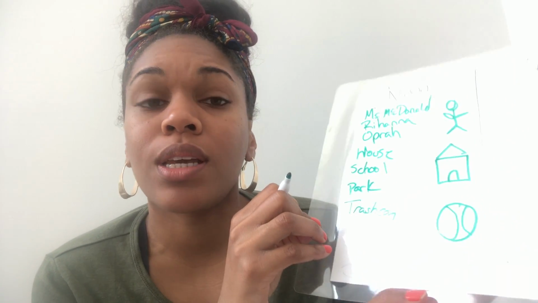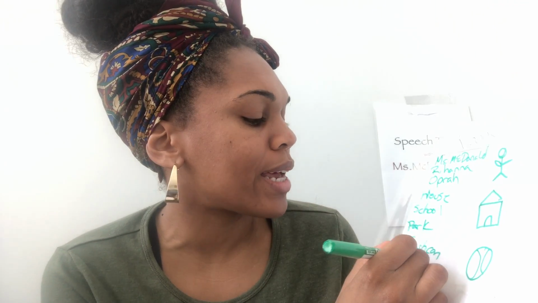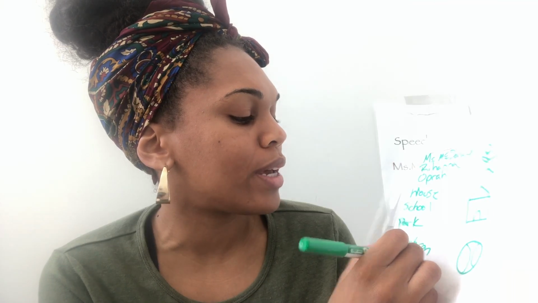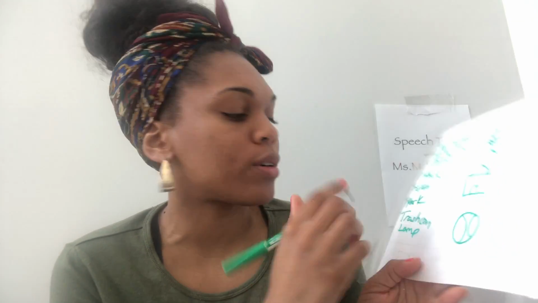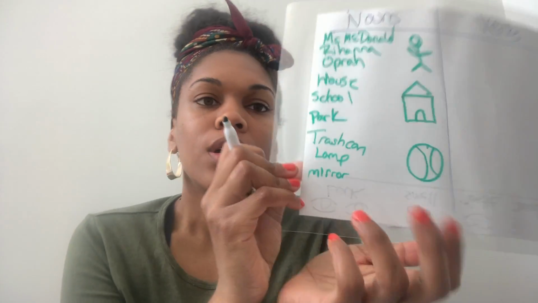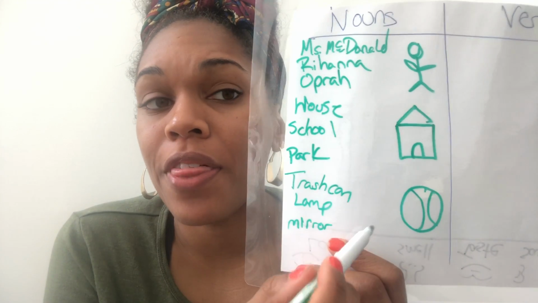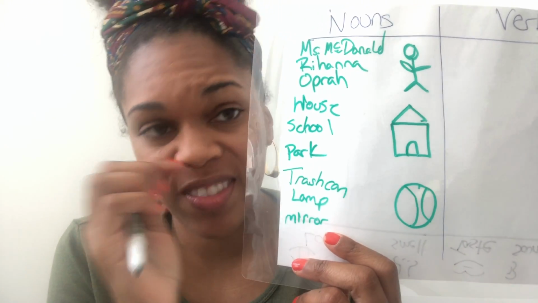I also see a lamp because I need that at night. I can't see in here without it. I also see a mirror. So take your time and write down the things that you see.